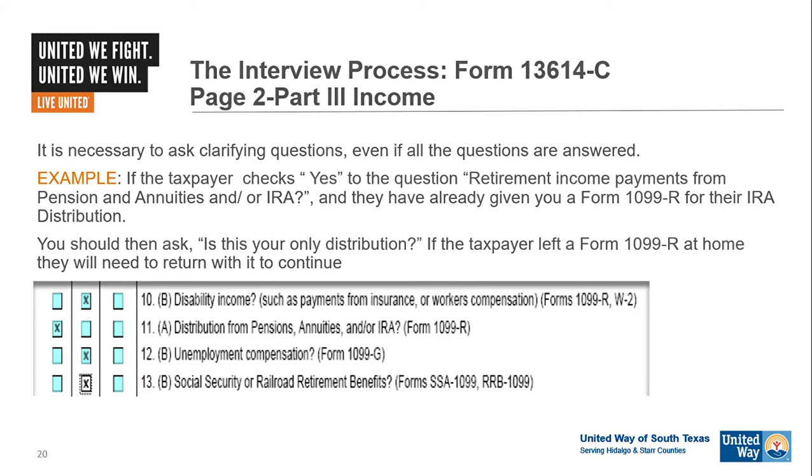Okay, part 3, still under income. It is necessary to ask clarifying questions, even if all the questions are answered. If the taxpayer checks yes to the question on retirement income payments from pension and annuities or IRA, they have already given you the form 1099-R and their IRA distribution. You should ask then, is this your only distribution? Did the taxpayer leave a form 1099-R at home? They will need to return with it to continue.